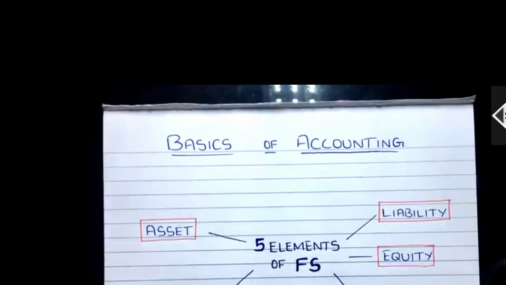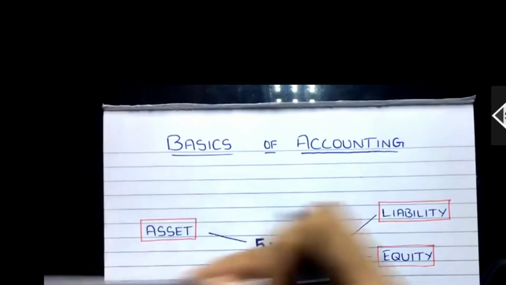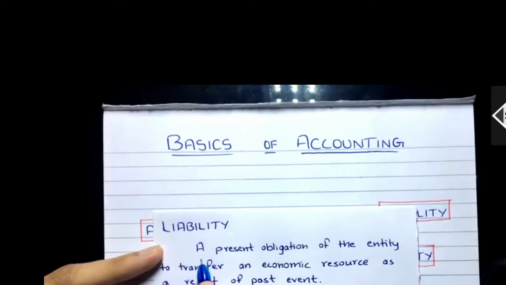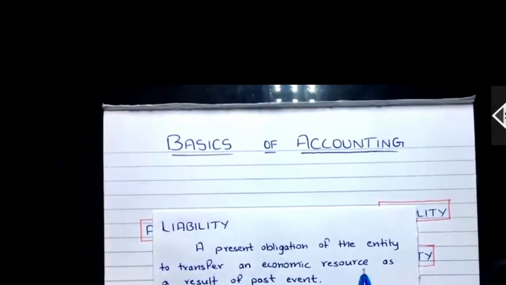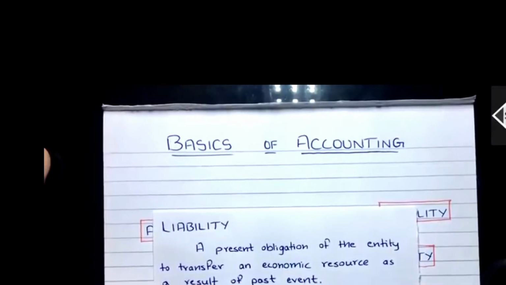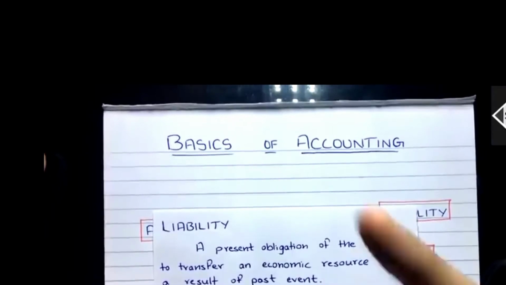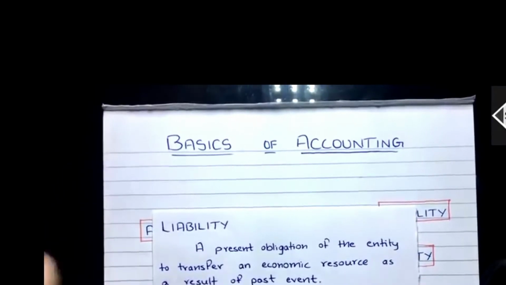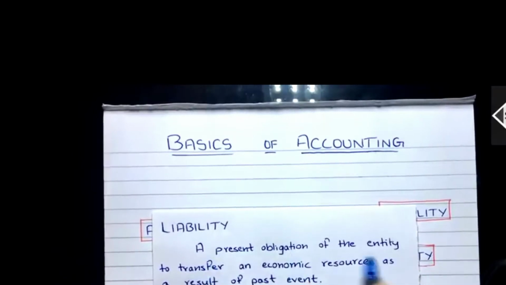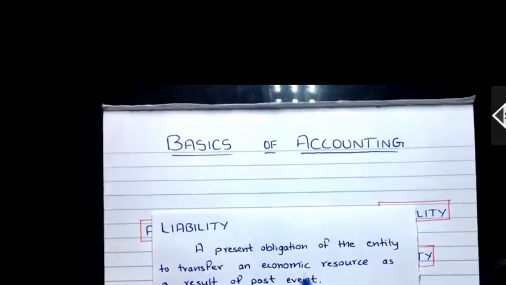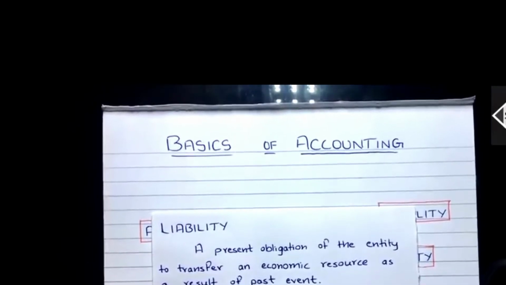Now let's see the meaning of liability. See here, liability is very simple. Liability is a present obligation of the entity to transfer an economic resource as a result of past event. Now what does this mean? It's very simple. A present obligation. Right now there has to be an obligation to the entity. Your company has to pay something, do something, or abstain from doing something beneficial. A present obligation of the entity to transfer an economic resource as a result of past event. There will be some past event.